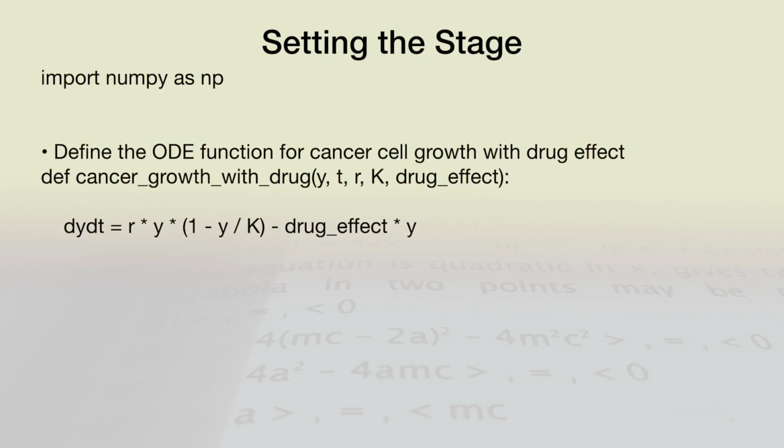feel better. After this, we will define the ODE function for cancer cell growth with drug effect. We'll write this function with def. Why are we writing def here? Because def defines a function. So we are telling Python that cancer_growth_with_drug is a function. Please consider this particular name, cancer growth with drug, as the definition of my function. So that is why we have written def.